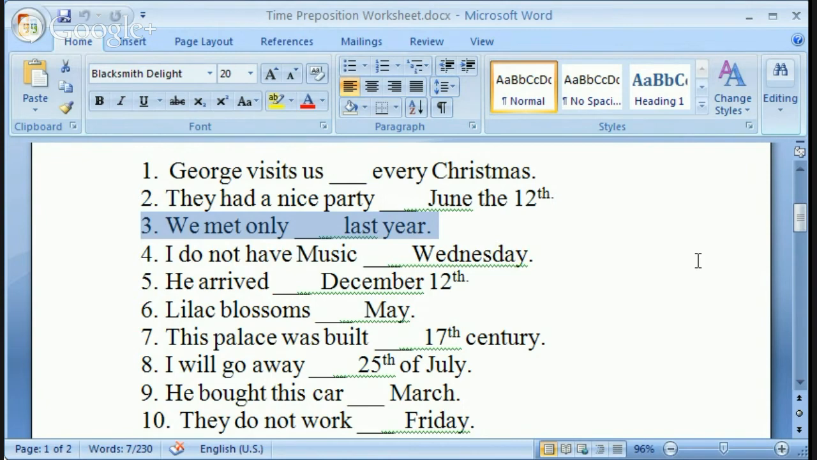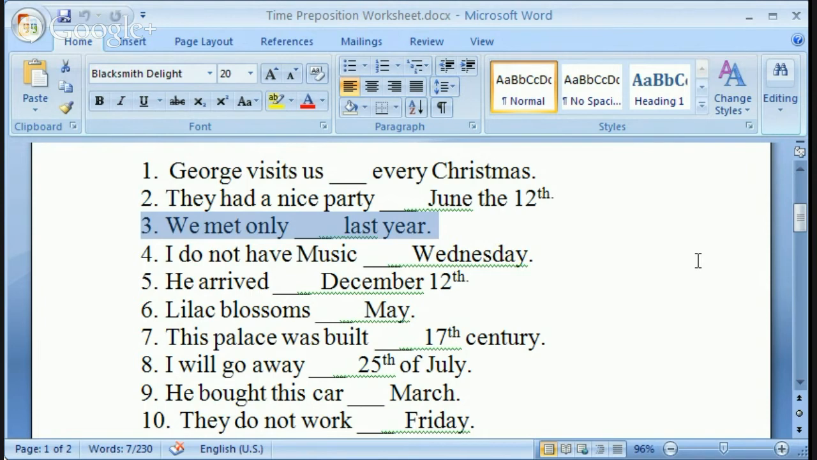Max, number 3. I'm not sure. I'd say without any. Very good. I would agree with you. I would not use a preposition here if I were saying this. We met only last year. What about until last year? That wouldn't make sense. We met only, and that means you met before last year and then you stopped meeting. Because once you've met, you've met. It's an on or off kind of thing.